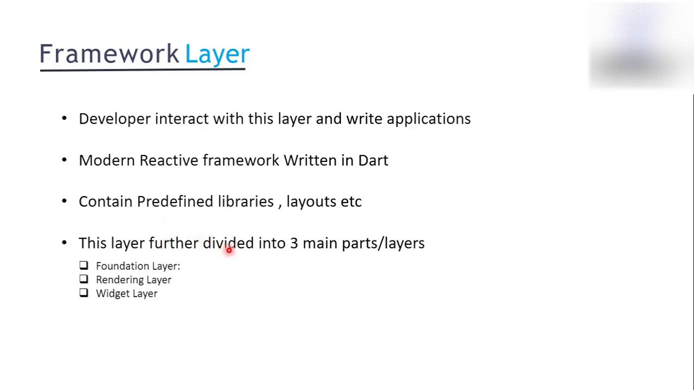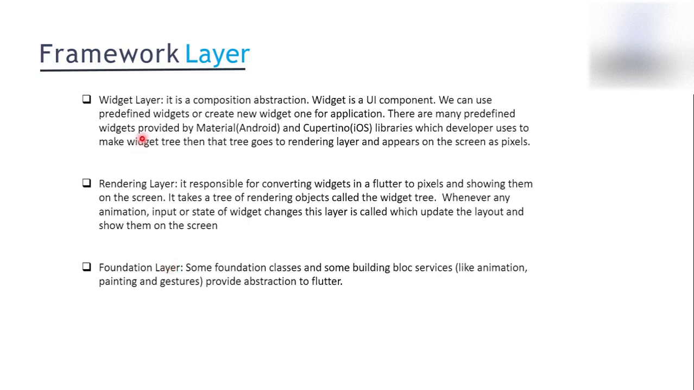This layer is further divided into three main parts. As we discussed, this layer has three sub layers, which are the foundation layer, rendering layer, and widget layer. Now we try to understand all these layers. First is the widget layer. It is a composition of abstraction, because when we build UI in Flutter, our class must extend the stateful or stateless classes, which are abstract classes. So it is a composition of abstraction.